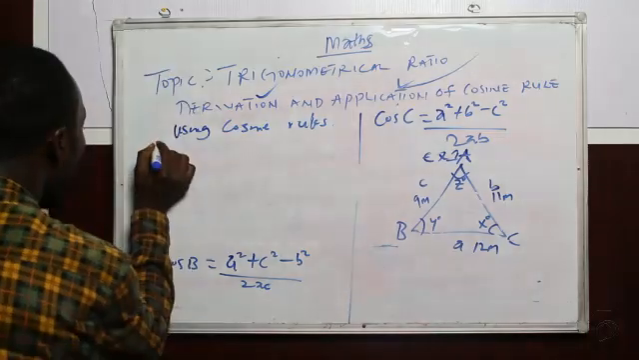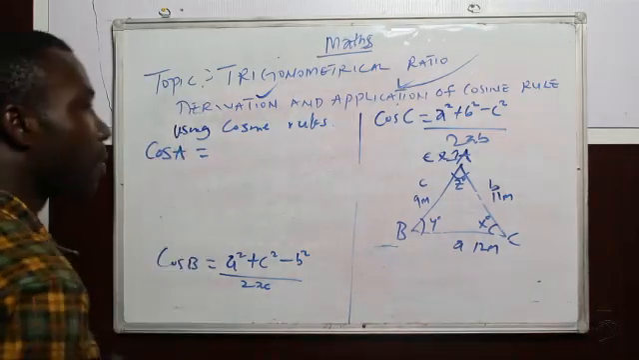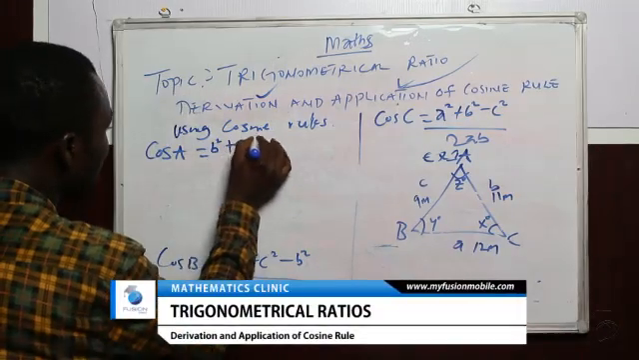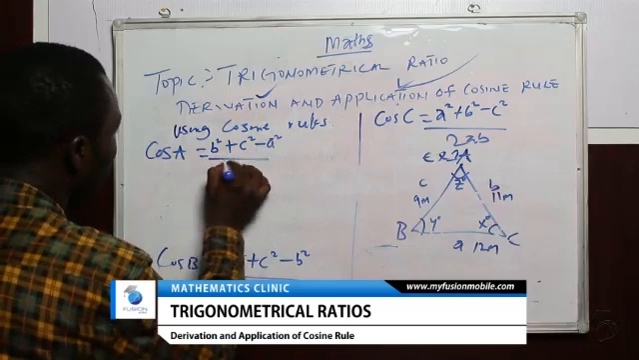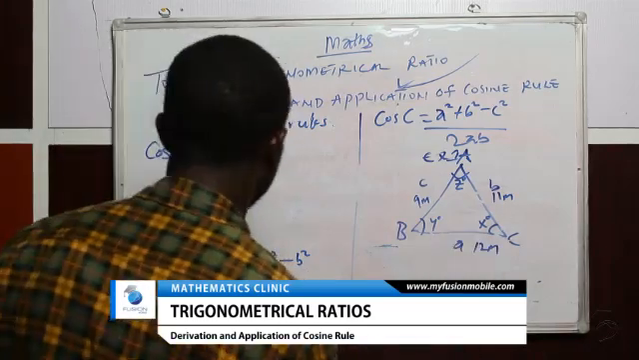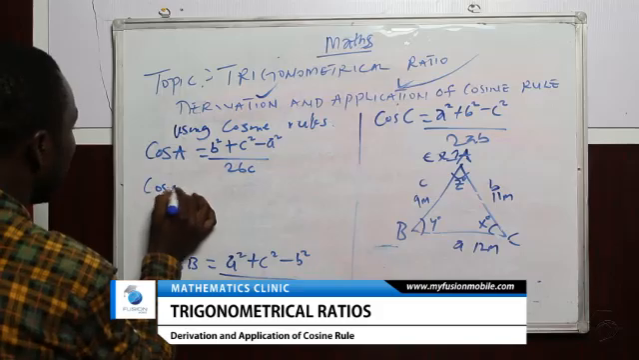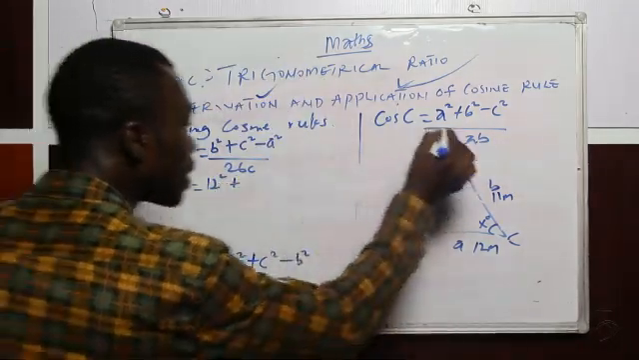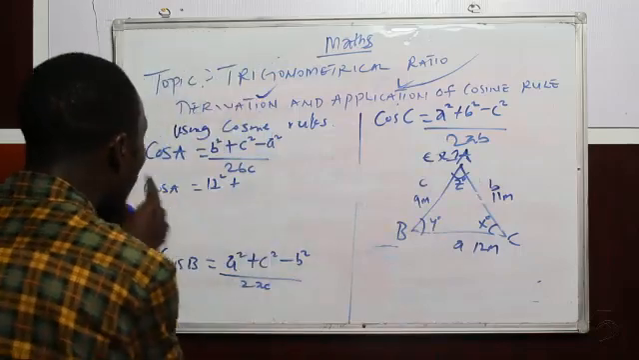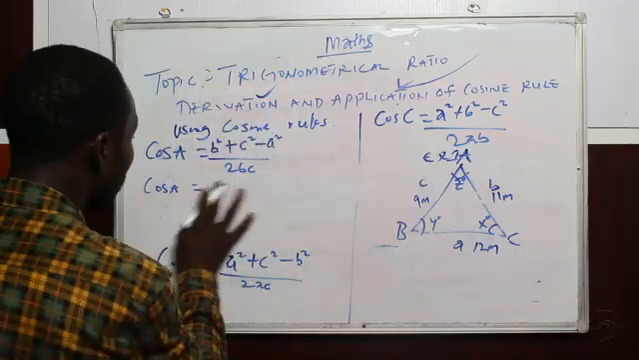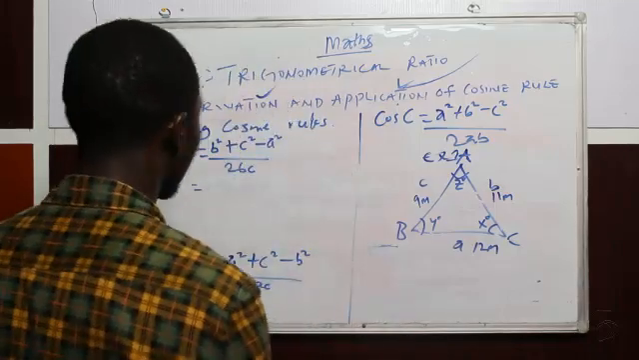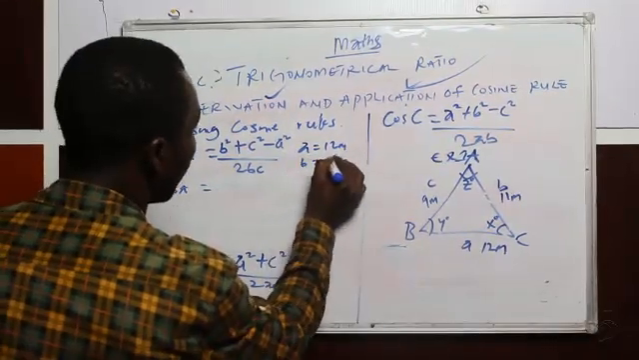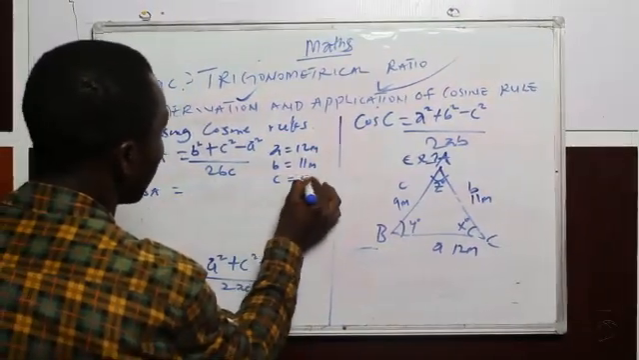Therefore, cos A, I'd like you to remember the formula. Cos A is equal to B squared plus C squared minus A squared over 2BC. What is our A? A is 12 meters, B is 11 meters, and C is equal to 9 meters.